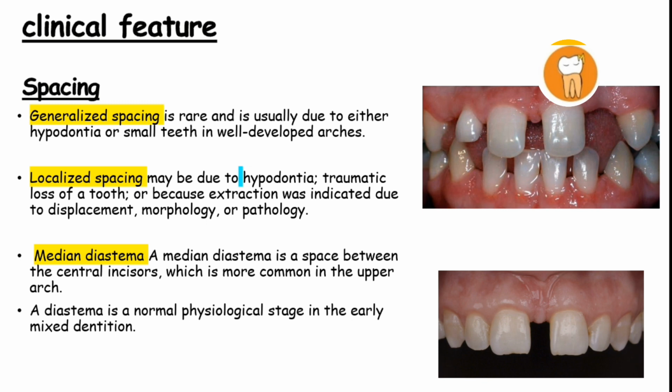Median diastema. Median diastema is a type of spacing. A median diastema is a space between the central incisors, which is more common in the upper arch. A diastema is a normal physiological stage in the early mixed dentition.